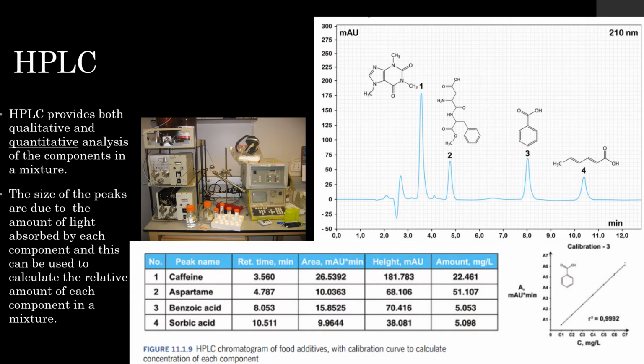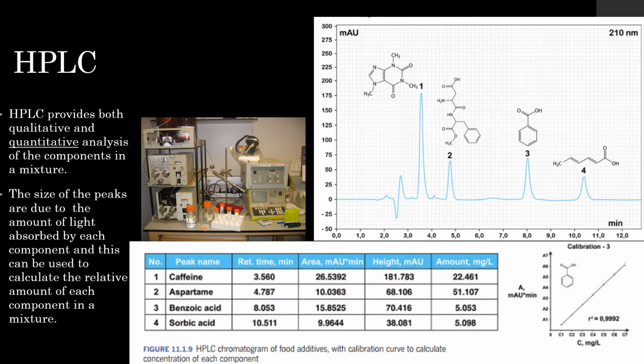So the size of the peaks are due to the amount of light absorbed by each component, and this can be used to calculate the relative amount of each component in a mixture. So you can see the first peak, caffeine, the second peak, aspartame, that artificial sweetener. The third peak is benzoic acid, so you can see it's a carboxylic acid with a benzene ring. And here we go, sorbic acid. You can see that we've also got a carboxylic acid there.